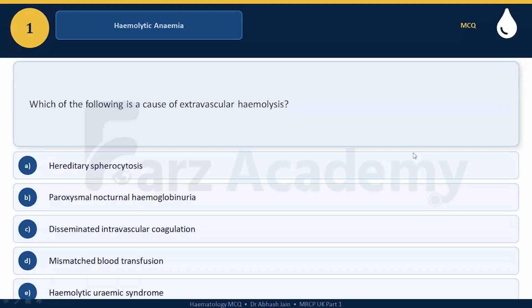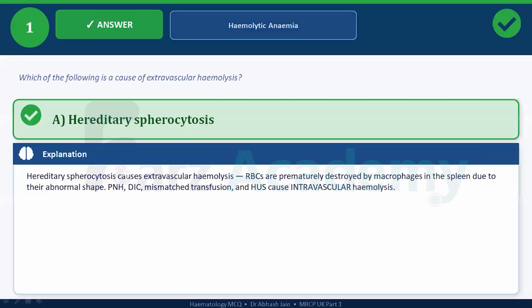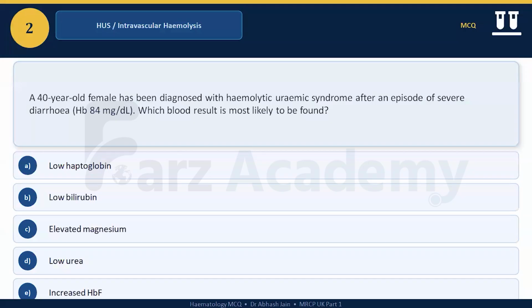So what is the cause of extravascular hemolysis? Out of these, the others are intravascular. Only one is extravascular, and that is hereditary spherocytosis. Here RBCs are prematurely destroyed by the macrophages in the spleen due to their abnormal shape. Paroxysmal nocturnal hemoglobinuria, disseminated intravascular coagulation, mismatched transfusion, and hemolytic uremic syndrome cause intravascular hemolysis. Right? So coming to the next question.